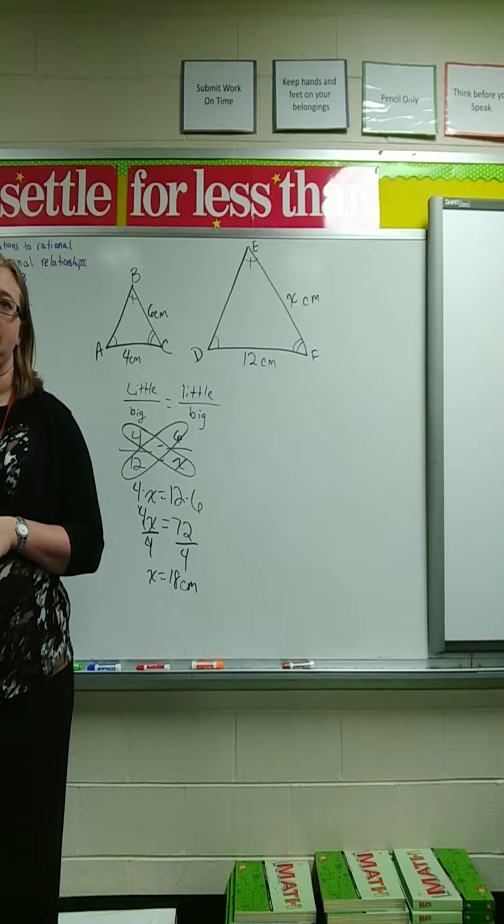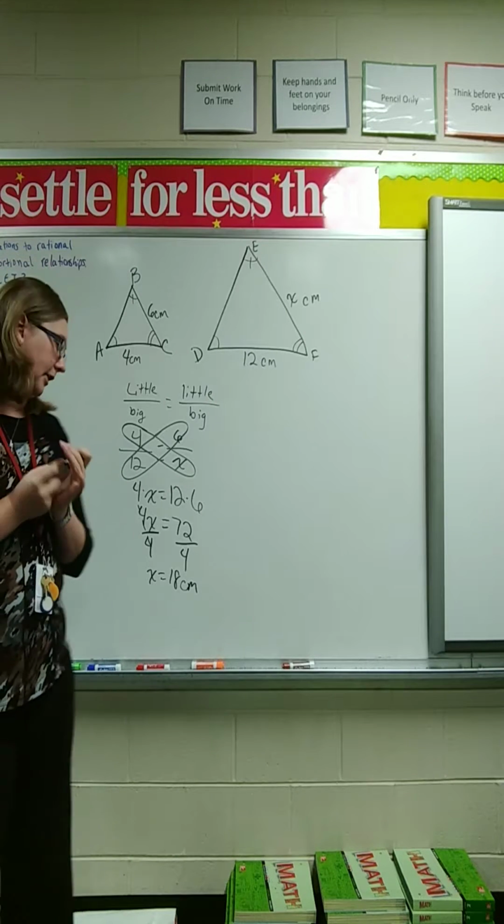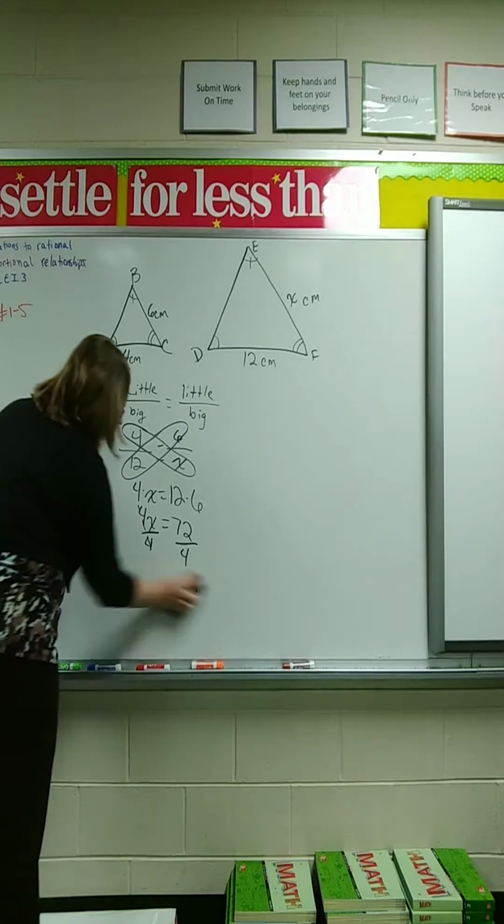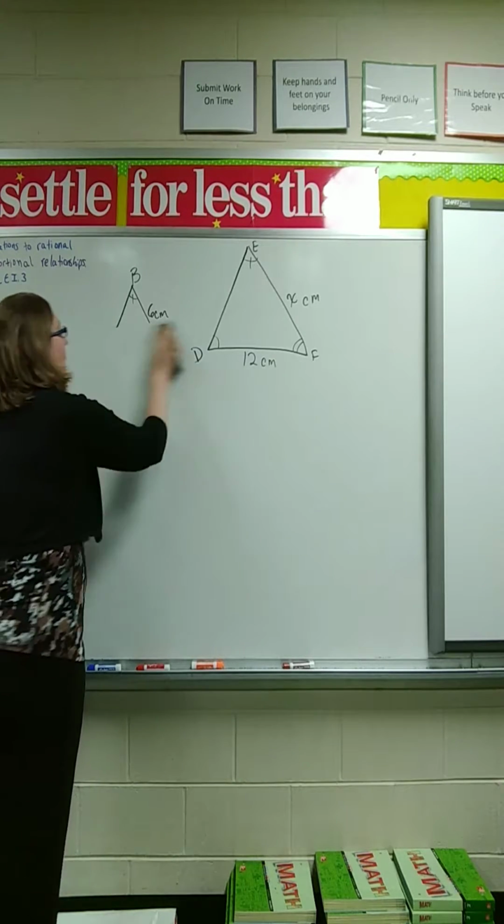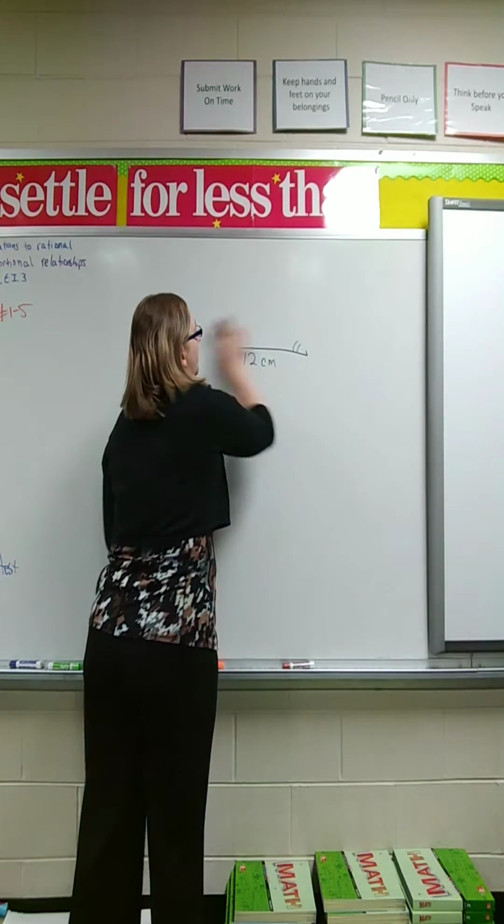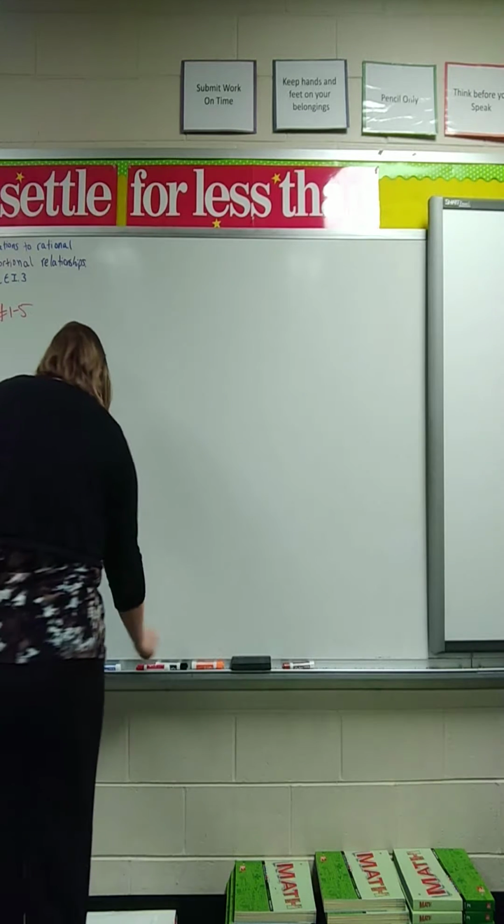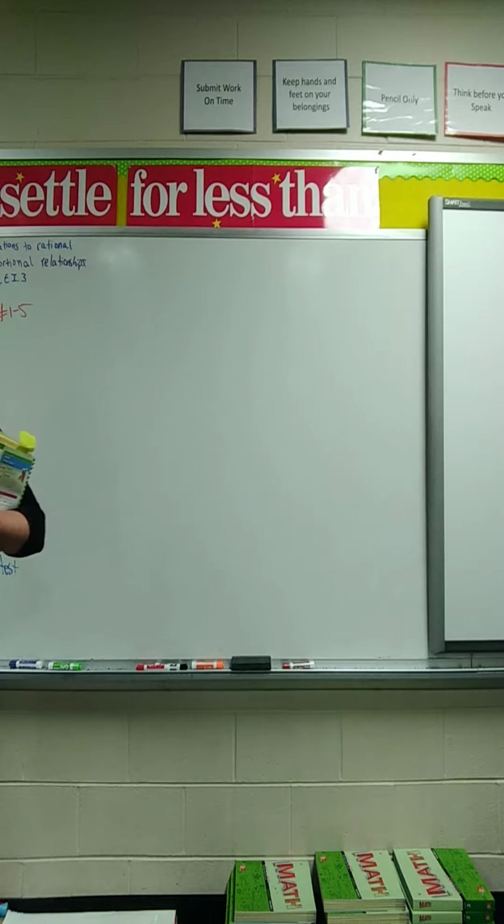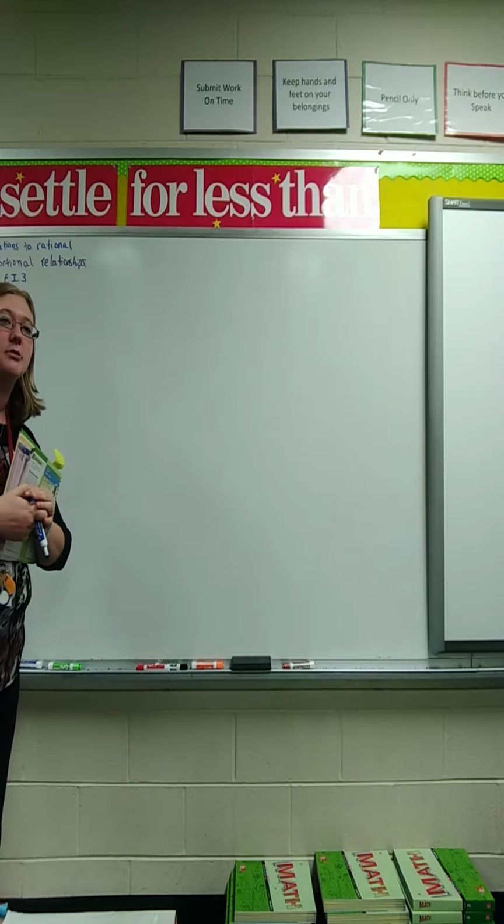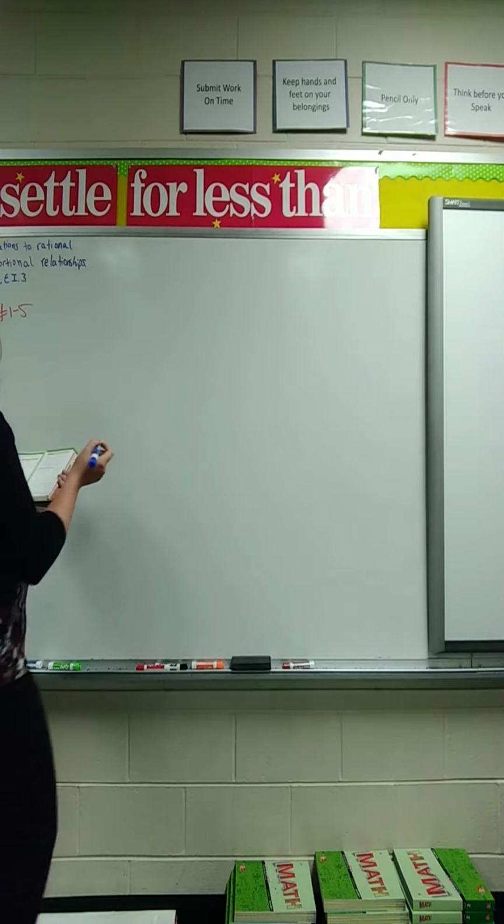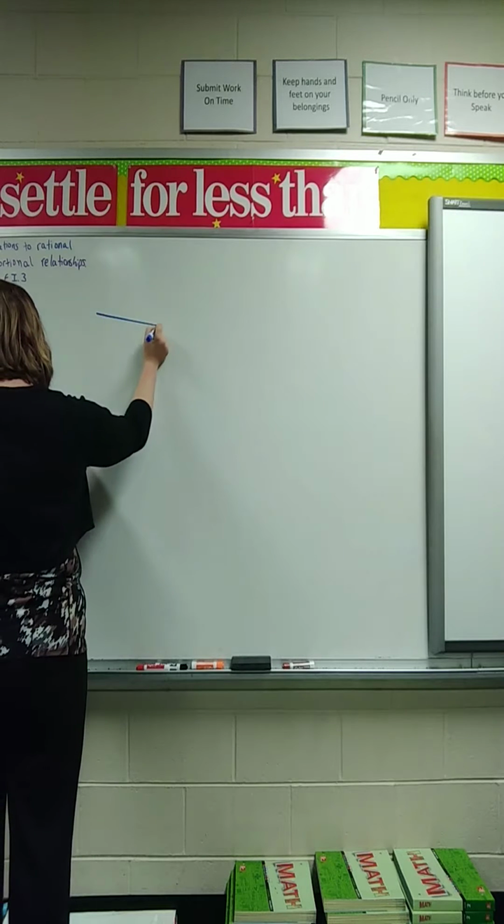Can I erase to do another example? Sure. All right, let's look at example 1B. Here we have some quadrilaterals. Can anybody tell me what specific type of quadrilateral we have here, if there is one?